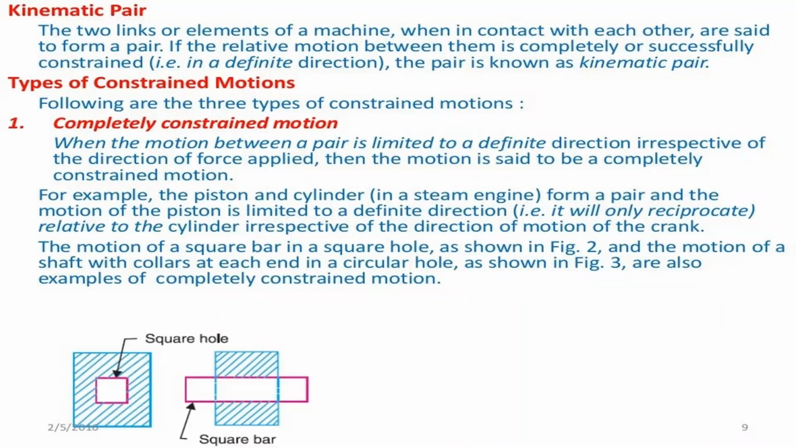So, for example, the piston and a cylinder form a pair, and the motion of the piston is limited to a definite direction. That is, the piston will move in an upward and downward motion. That is known as reciprocating motion or linear motion.